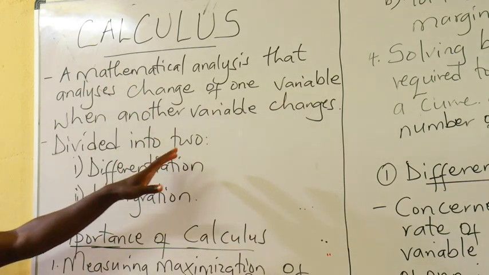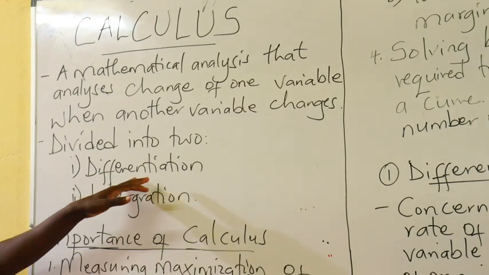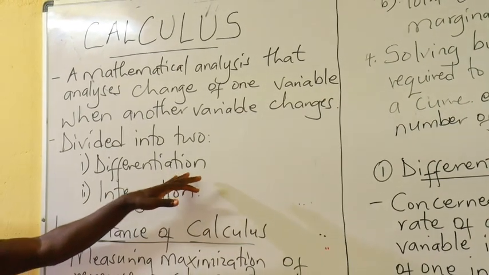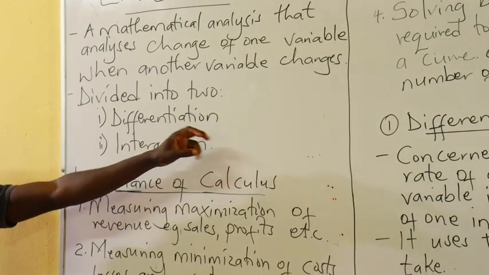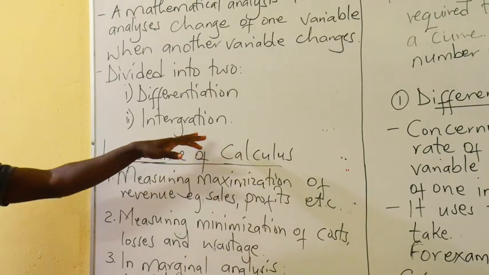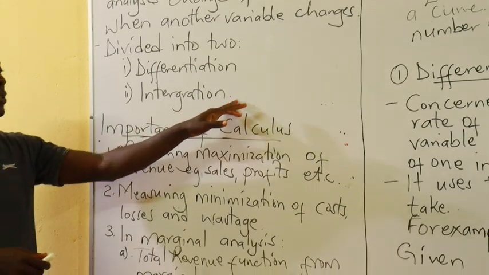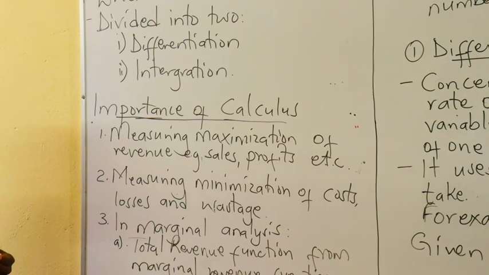Calculus is divided into two broad categories. We have the differential part, which we call differentiation, which deals with the rate of change and finding the slope of a curve. And two, we have the integral part, which is integration, that deals with finding the area under a curve.